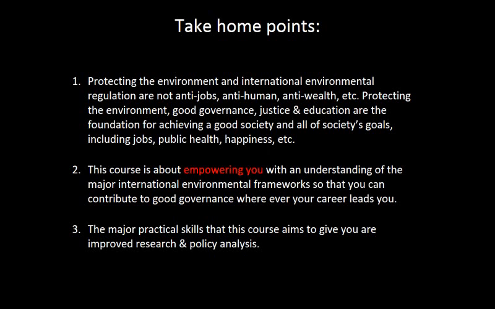And this course is about empowering you with an understanding of the major international environmental frameworks so that you can contribute to good governance wherever your career takes you. And the major practical skills that this course aims to give you are improved research and policy analysis. It's a big focus. And I mentioned Dr. Carol Booth is coming on as one of the assistants for the field trip. She's doing the primary marking for your research papers.